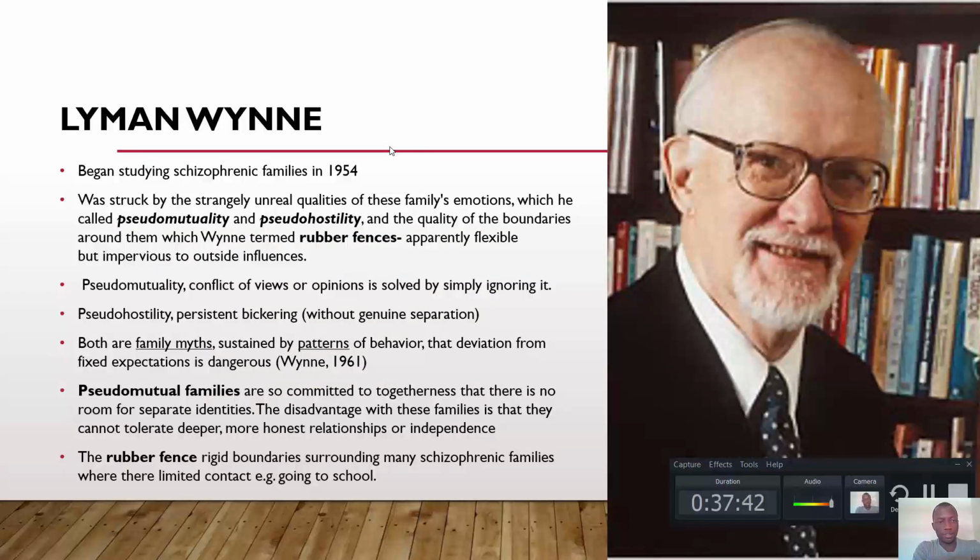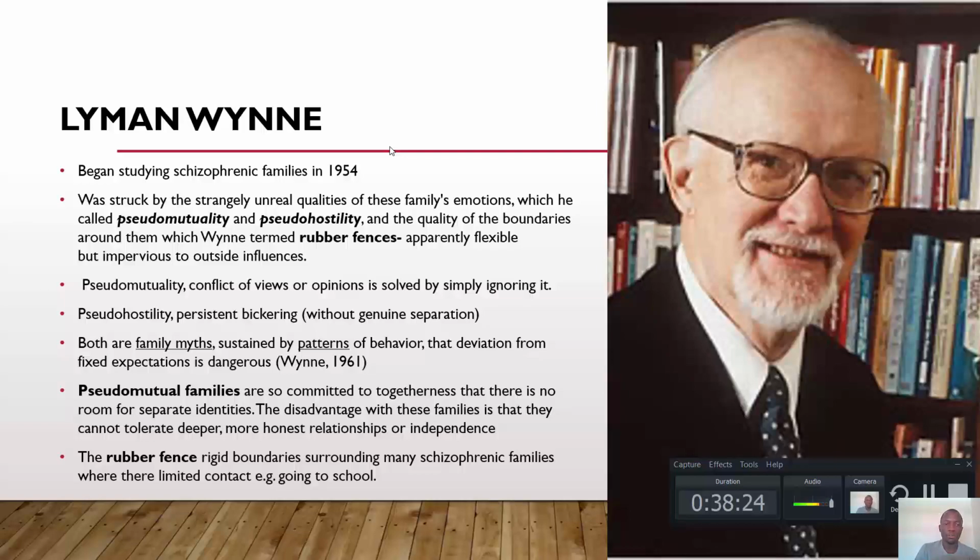Another face was this man here, Lyman Wayne. He began studying schizophrenic families in 1954, and he was struck by the strangely unreal qualities of these families' emotions. He called this pseudo-mutuality and pseudo-hostility, and the quality of the boundaries around them, which Wayne termed rubber fences. Apparently flexible boundaries, but very hard to penetrate for outsiders.